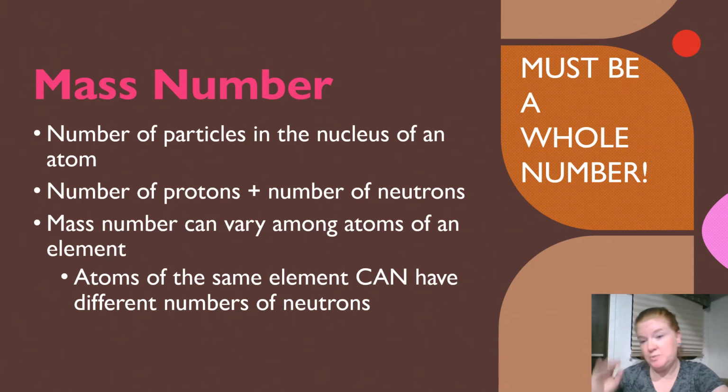Okay, mass number. So we did atomic number. Let's do mass number. Mass number means the number of particles in the nucleus of an atom. It also has to be a whole number. And it's the number of protons plus the number of neutrons. So mass number can vary among atoms of an element. So atoms of the same element can have different numbers of neutrons, but atoms of the same element must have the same number of protons.